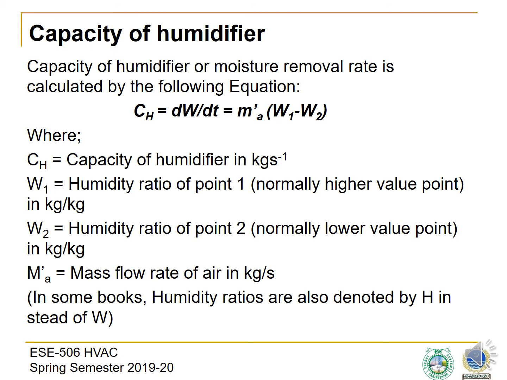Capacity of humidifier. Capacity of humidifier or moisture removal rate is calculated by the following equation. Capacity of humidifier is equal to mass flow rate times change in the humidity ratio, where m a prime is the mass flow rate of dry air, and w1 is the humidity ratio at point number 1, and normally this is the higher value. And w2 is the humidity ratio of point 2, normally the lower value.